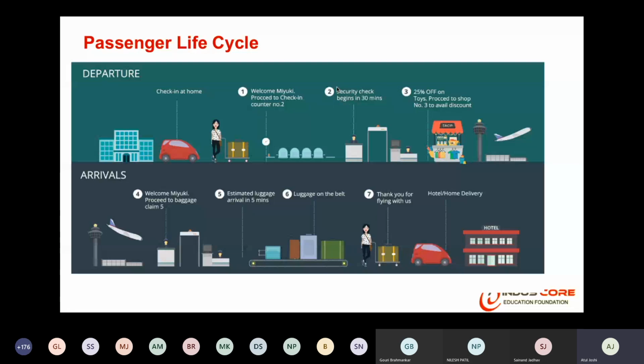Then you go for baggage. So you fly in the aircraft. In the aircraft, the crew will get your preferences, and you get specialized treatment based on them. Then you land. Once you land, your baggage has already been identified and put on the belt, and once it comes to your belt, you get an alert saying that your baggage has arrived.